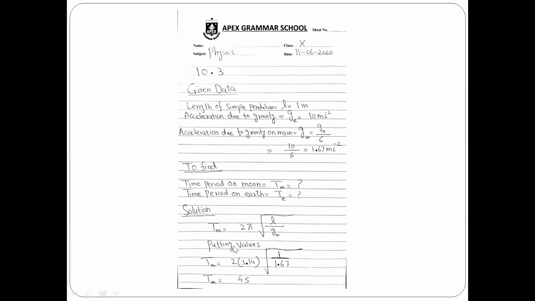So I am just putting in the values. L is given to me as 1 meter. Gm equals 1.67. With the help of your calculator, take 1 divided by 1.67 and then take the square root, and whatever result comes, multiply with 2 and 3.14. You will get the time period on the moon is 4 seconds. You know the unit of time period is second, so the time period on the moon will be 4 seconds.